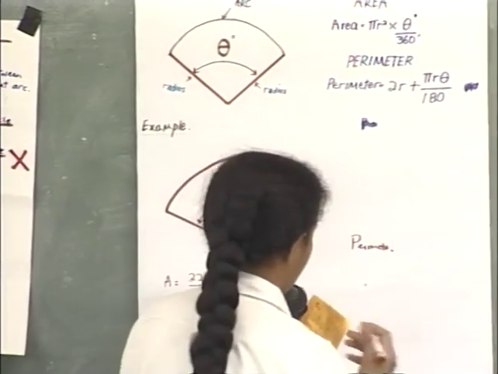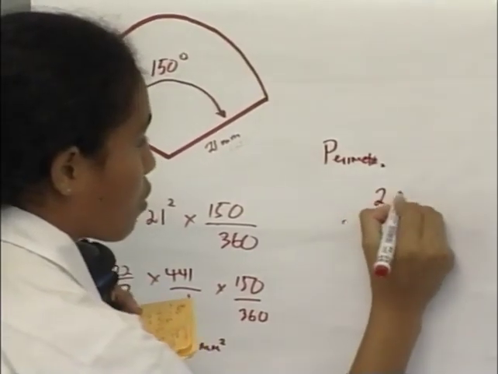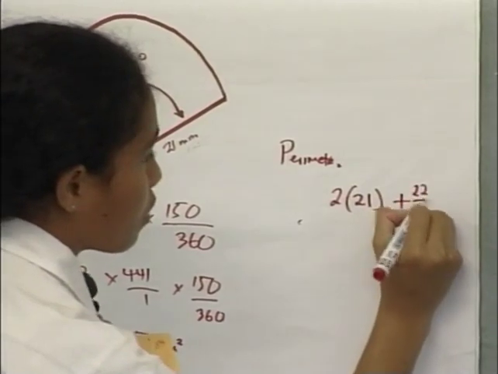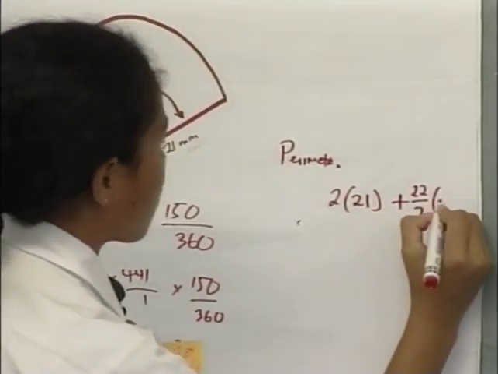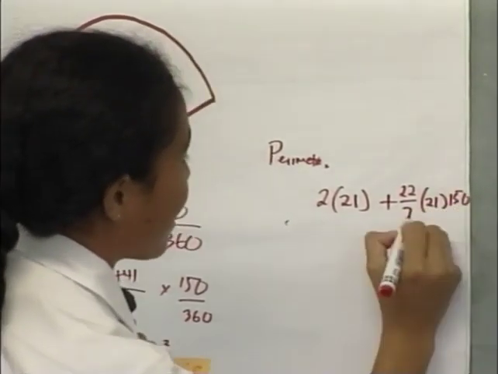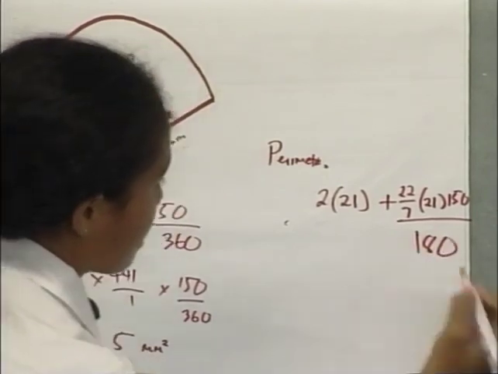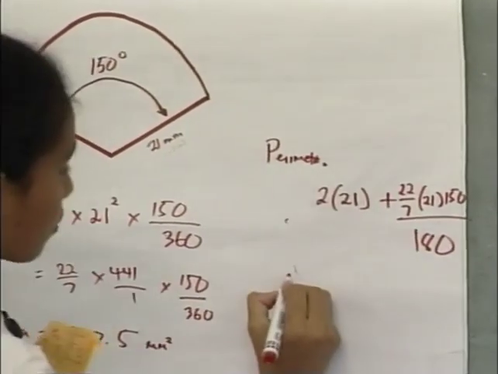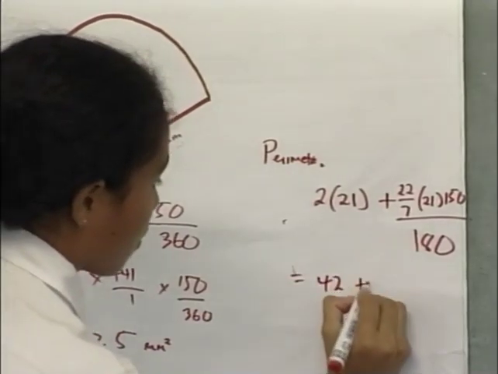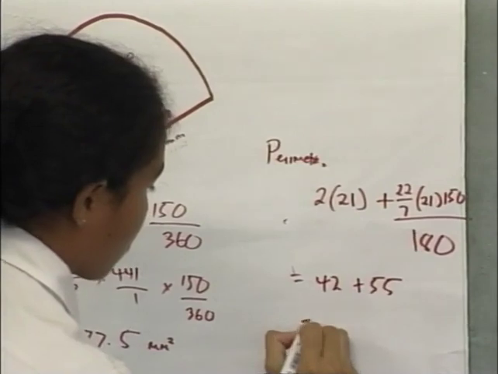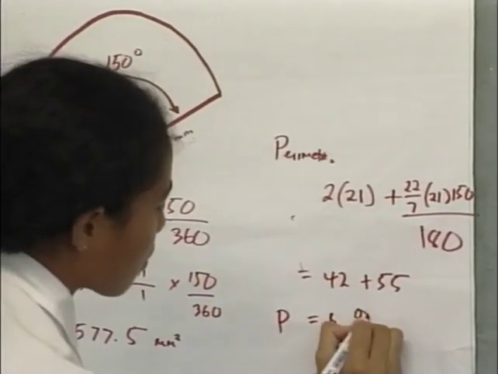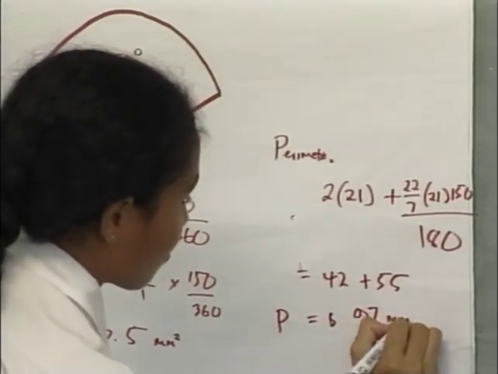So perimeter is equal to, what is it called? Theta. Theta. Theta. Filipinos probably call it theta, I don't know. I call it theta. Some people call it theta.